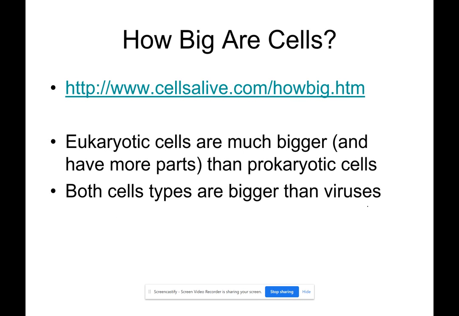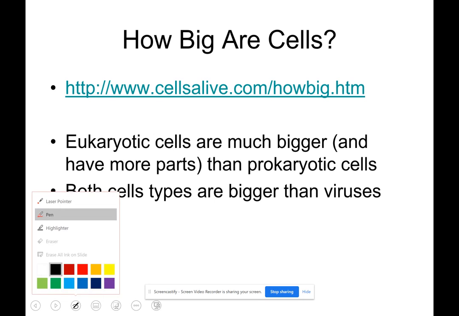Okay. Now, I don't know about you guys, but I'm a very visual person and I like to see things to be able to understand them. So I just want to run you through this website here just to show you how small we're talking when we're talking about cells.